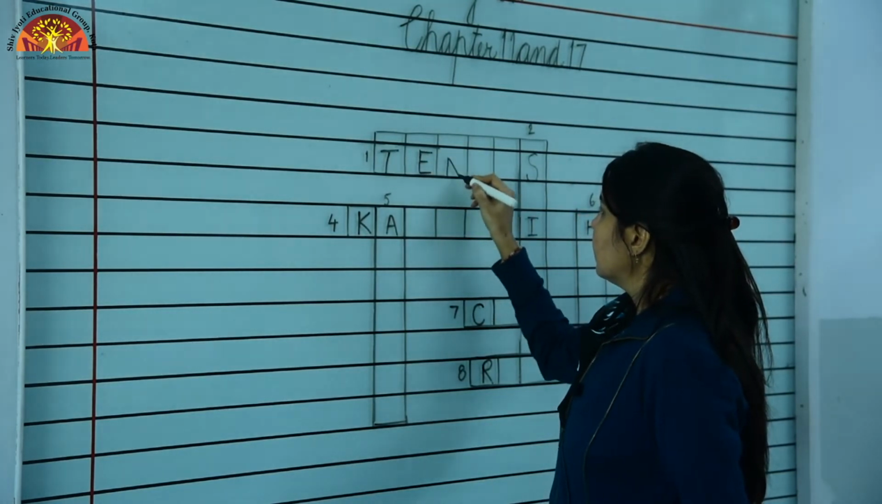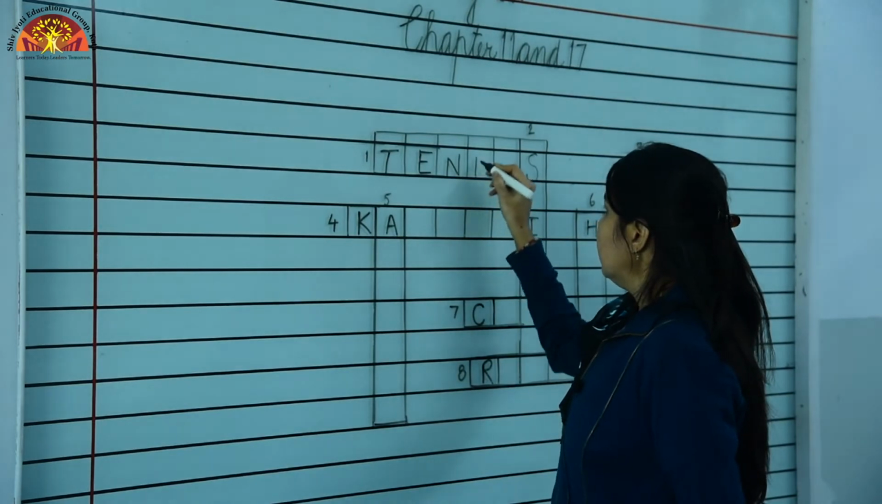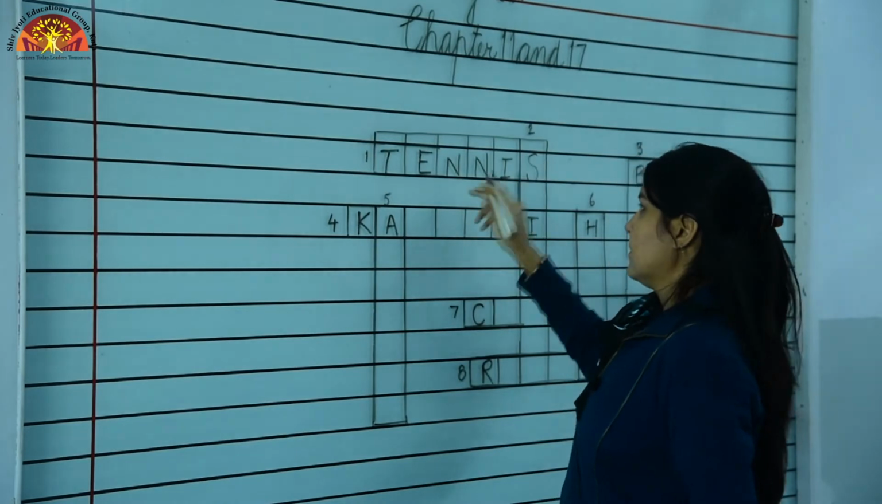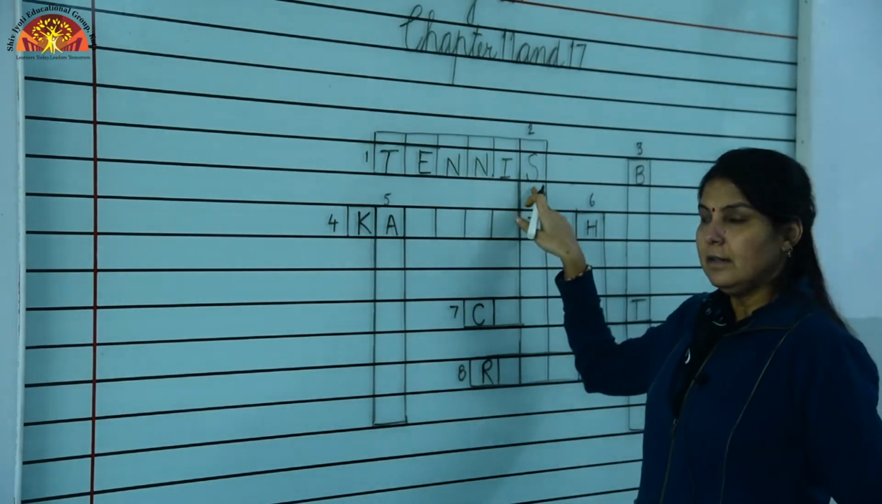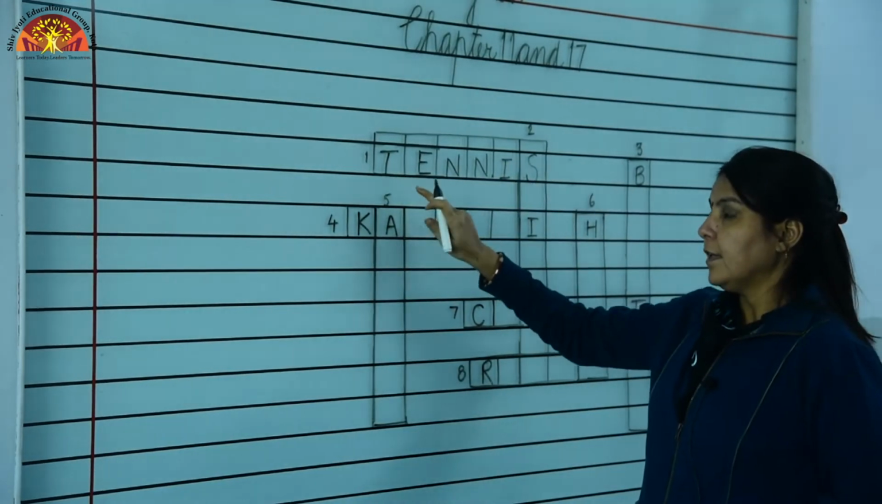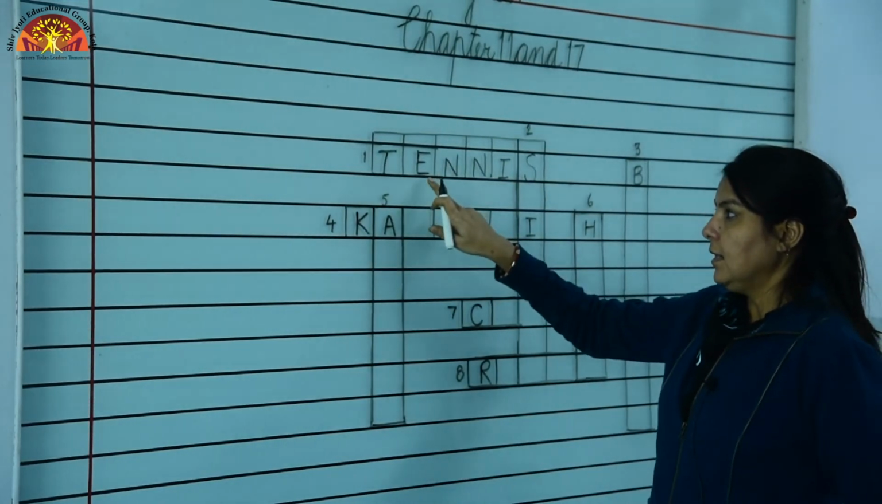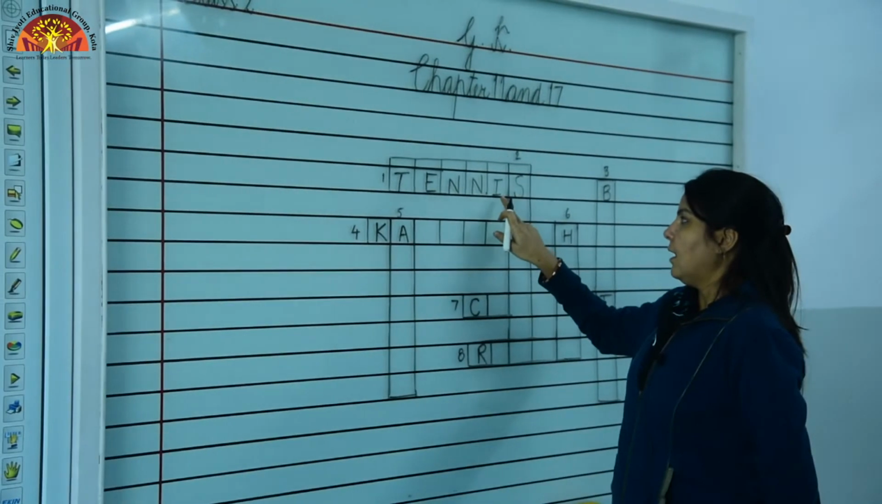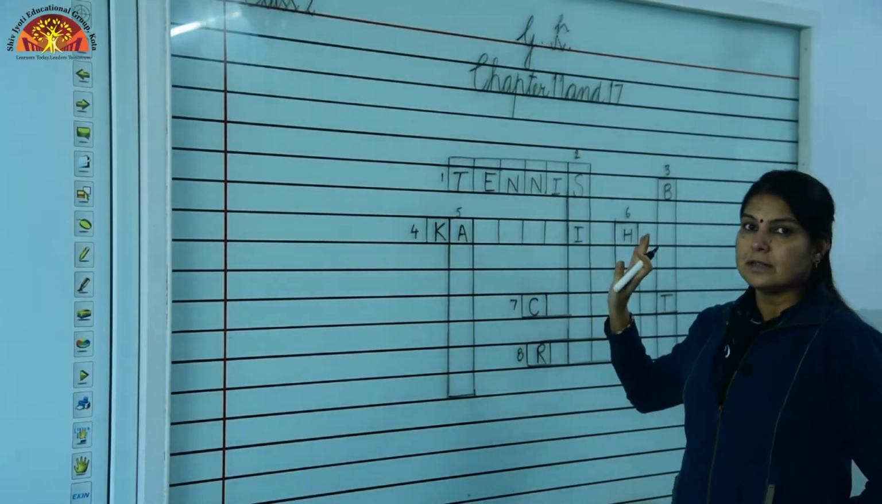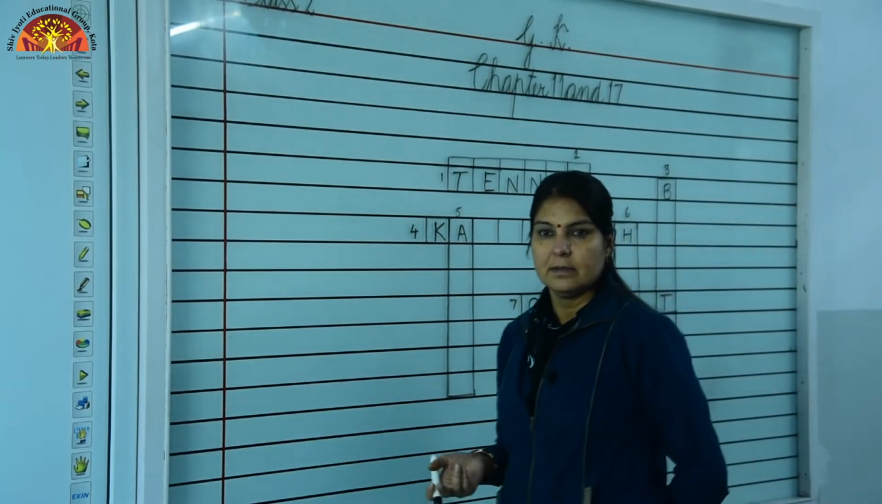N, N, I, S. S is already written. All letters should be in capital. The spelling of tennis we will see again, T, E, N, N, I, S. T and S are already written, so there is no need of writing them again.